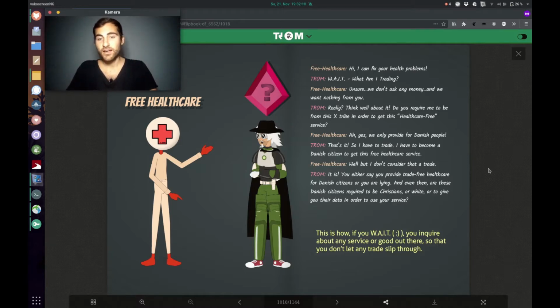Free healthcare is like, well, but I don't consider this as a trade. But the TROM superhero explains it is. You either say you provide trade-free healthcare for Danish citizens, or you are lying. And even then, are those Danish citizens required to be Christians or white, or to give you their data in order to use your service? So you see, this is how, if you ask the simple question, what am I trading, you inquire about any service or good out there, so that you don't let any trade slip through.